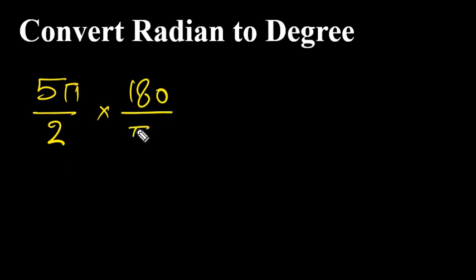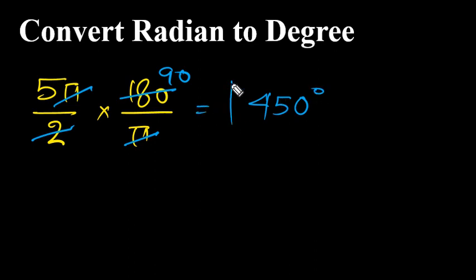Great, so now let's solve this question. 5 pi over 2 multiplied by 180 over pi, and this pi and pi will cancel. 180 divided by 2 will give you 90, and 5 multiplied by 90: 5 times 9 is 45, then there's a 0. So 450 degrees is your answer.